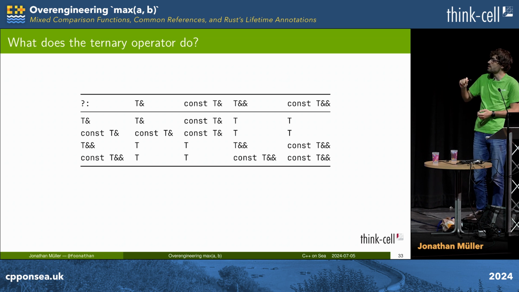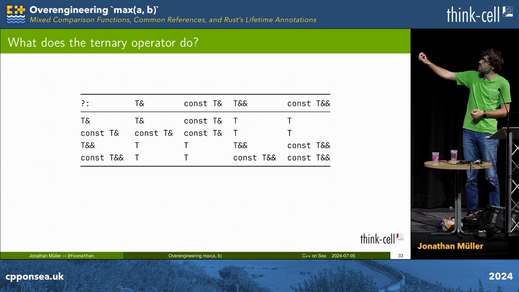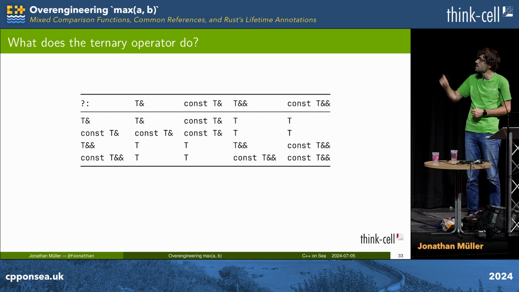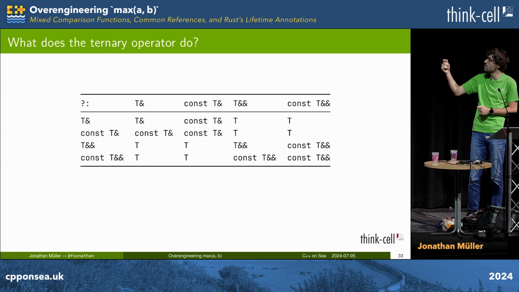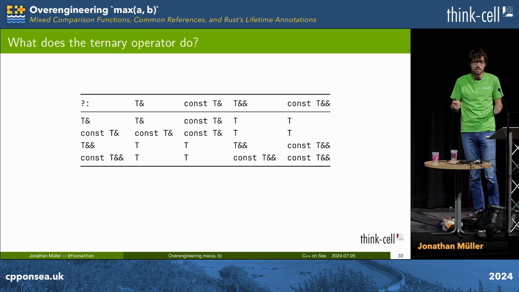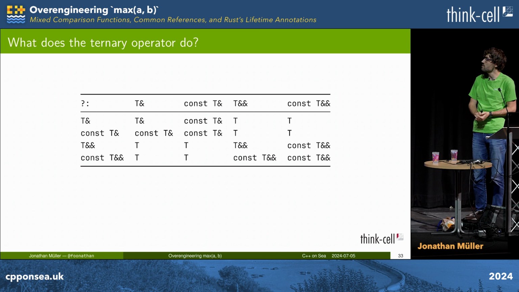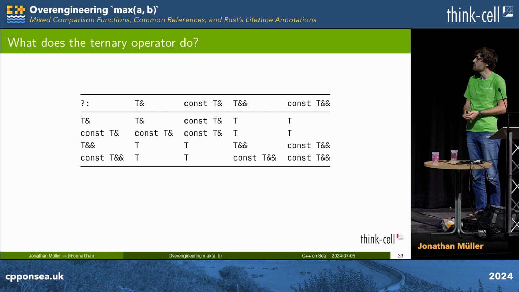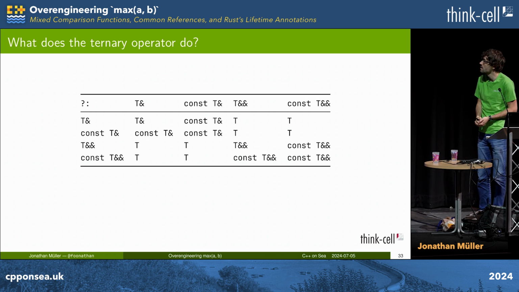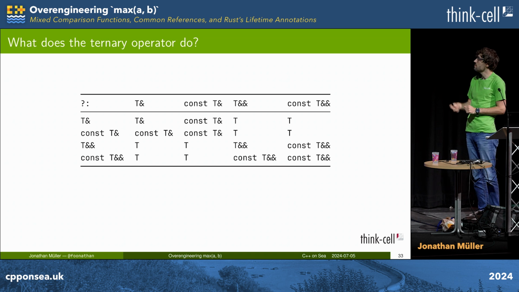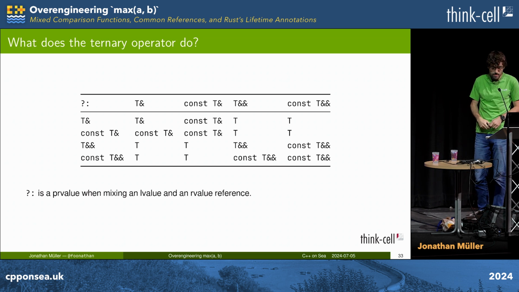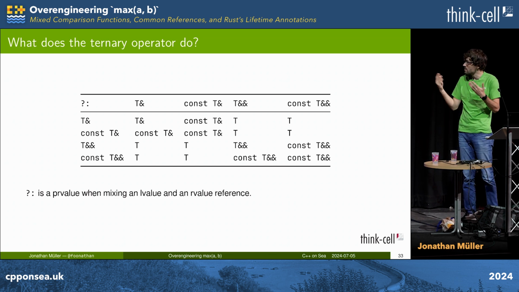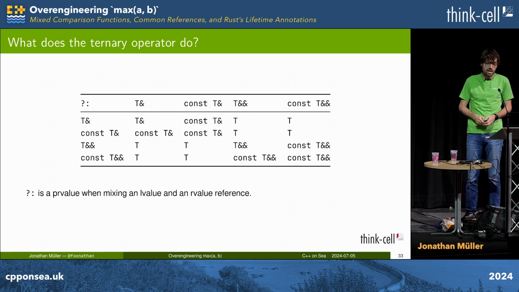And then there are like 3 sections. If we have an lvalue reference and another lvalue reference, the result will be an lvalue reference, and it's const as soon as one of them is const. This makes sense. Same thing happens for rvalue references. So it stays an rvalue reference, we just add const as soon as we need to. And then if we mix an lvalue reference and an rvalue reference, we get a prvalue. So the result is a prvalue when mixing an lvalue and an rvalue reference.